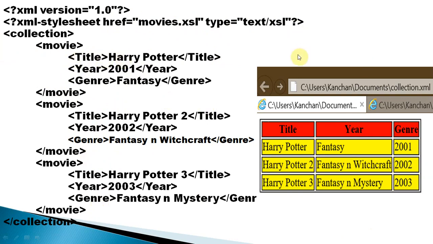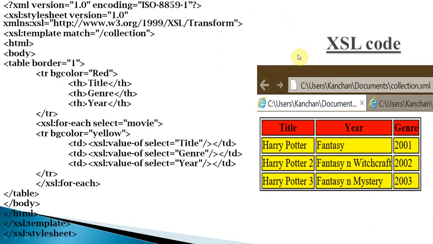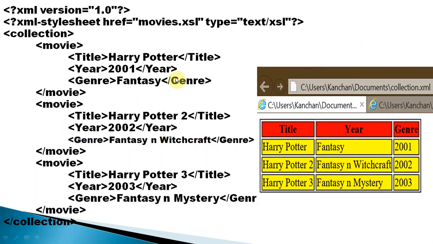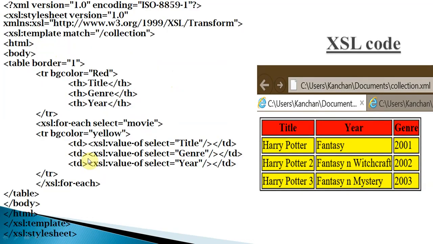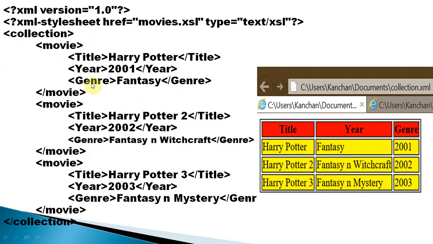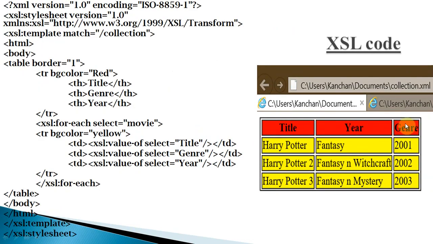So we have to move on to the second file, movie.xsl. This is XSL, the extended style sheet. How do we write this style sheet? First of all, in the previous one we have not defined any heading. We don't have any heading, title, or generation defined. So first of all we have to define the heading.